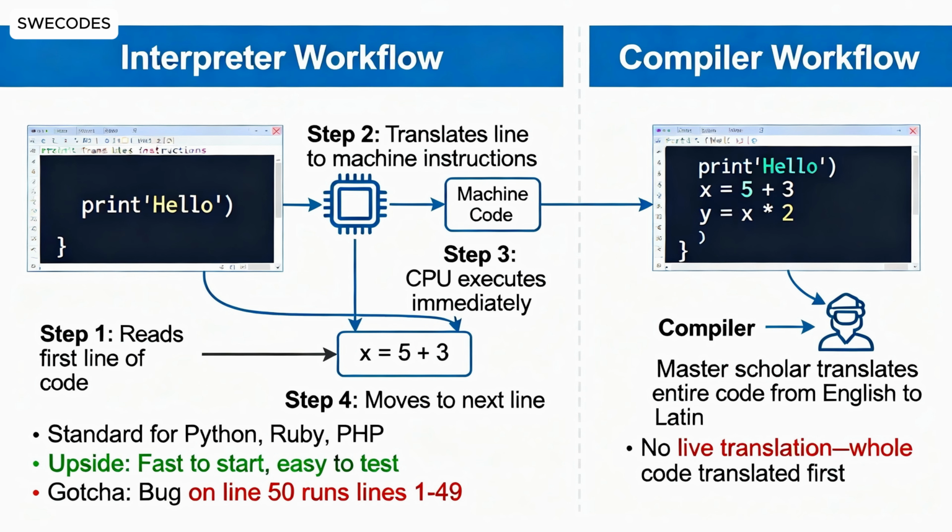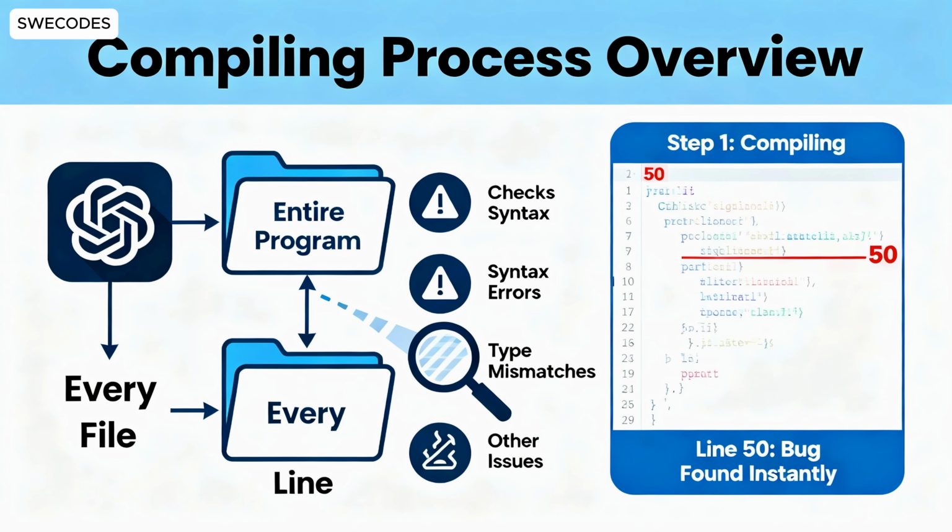Now meet the compiler. A compiler isn't a live translator. It's a master scholar who translates your entire book from English to Latin before anyone is allowed to read it. This is a multi-step process. Step 1. Compiling. The compiler scans your entire program, every file, every line, all at once. It checks for syntax errors, type mismatches, and other issues before a single line is ever run. It finds that bug on line 50 instantly.